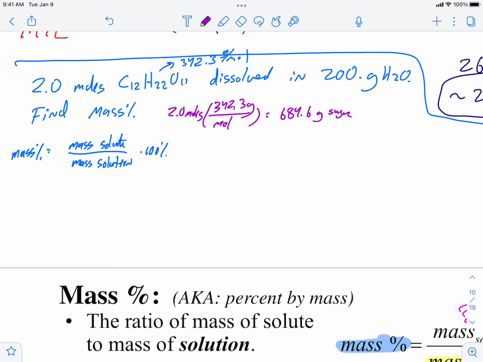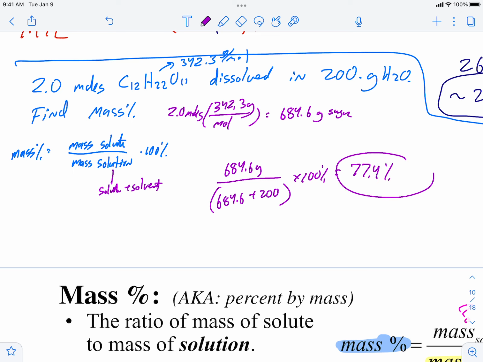And then the mass of the solution, well, the solution has to be the solute plus the solvent by definition, right? So that means you're going to take the 684 plus the 200. So our mass percent will look like this. And that's what gives us our 77.4% weight by mass.